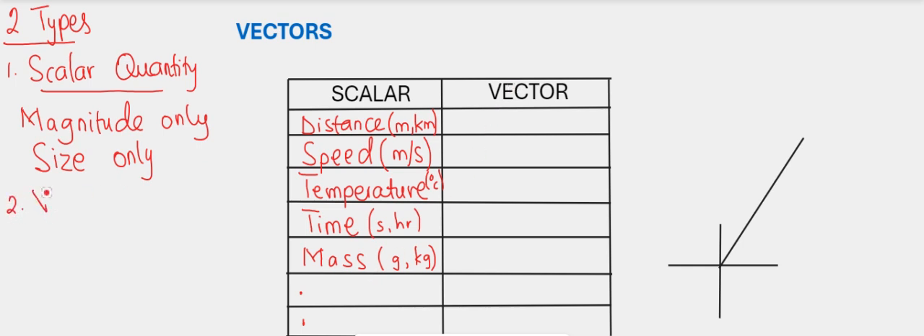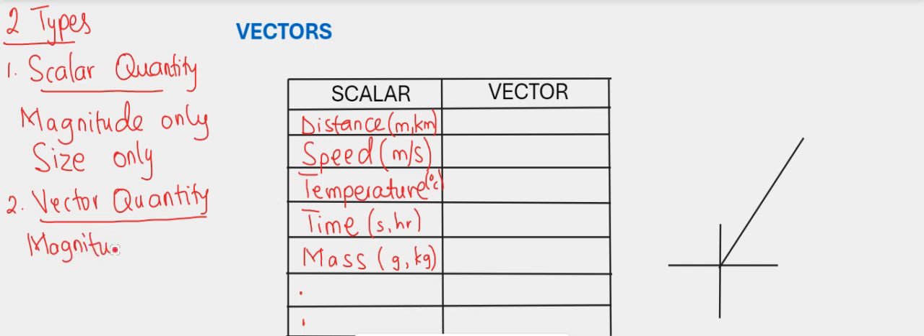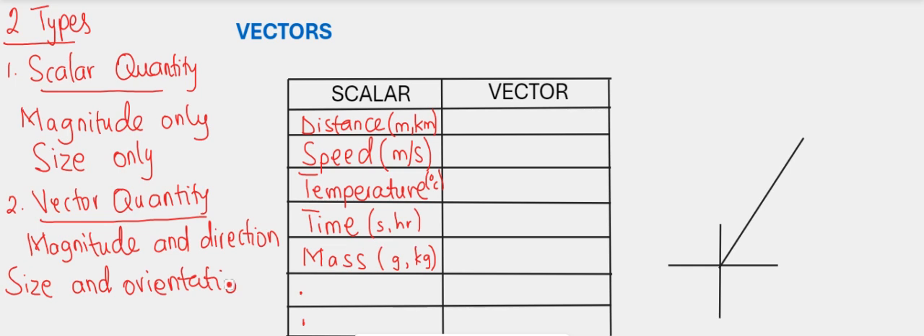The second type of quantity is the vector quantity. The vector quantity doesn't have magnitude only, it has magnitude and direction. We can also say it has size and orientation. So apart from measuring how far, we want to know in what direction.